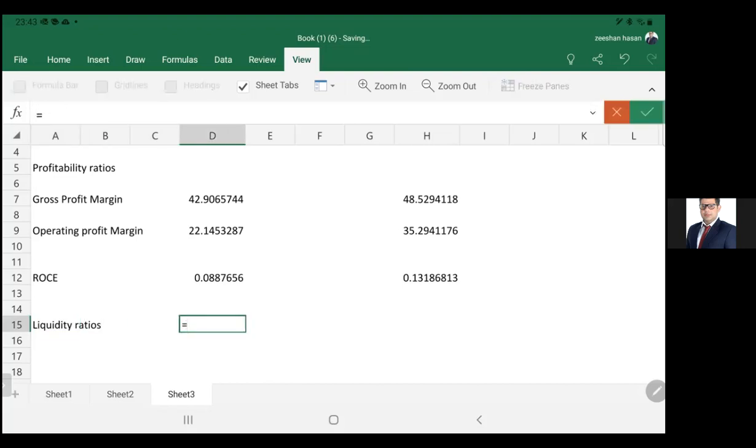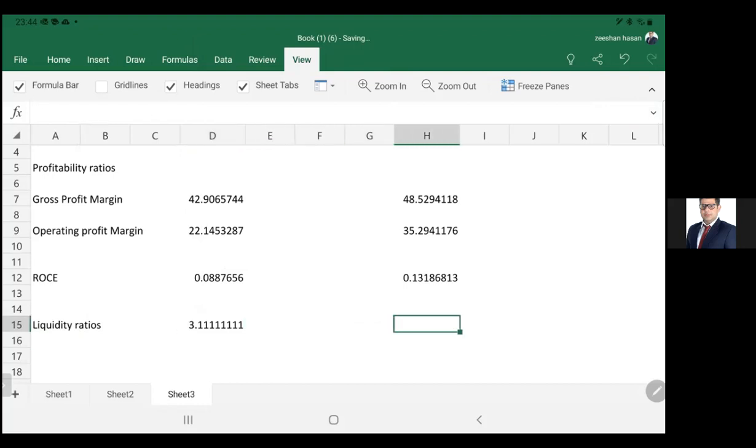Current ratio is equal to current assets 112 divided by current liabilities, which is 36. That gives 3.1 to 1. Next, for the previous year, the current assets were 125 divided by current liabilities, which were 161. That gives 0.77639. You can say 0.8 to 1.